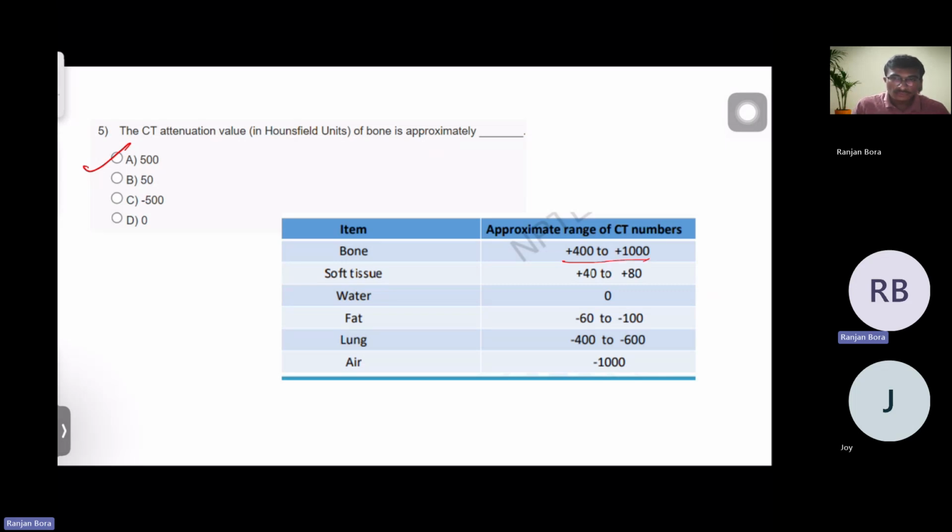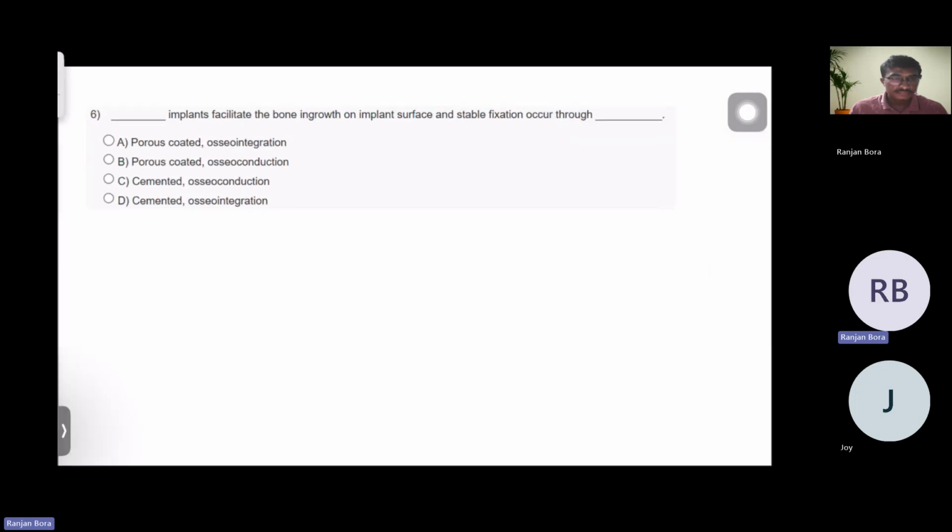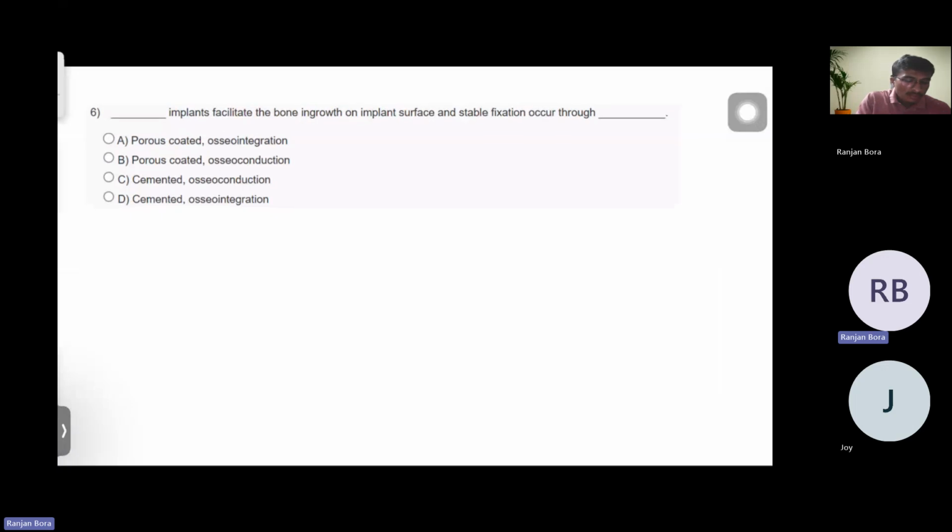Okay. And the next question is, dash implants facilitate the bone ingrowth on implant surface and stable fixation occurred through. In this question, option A is correct. Porous coated implants facilitate the bone ingrowth on implant surface and stable fixation occurred through osseointegration.